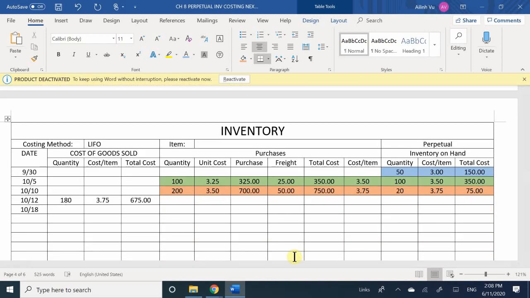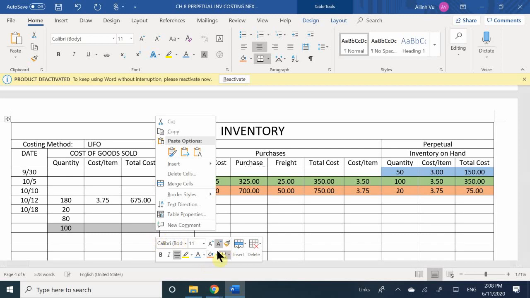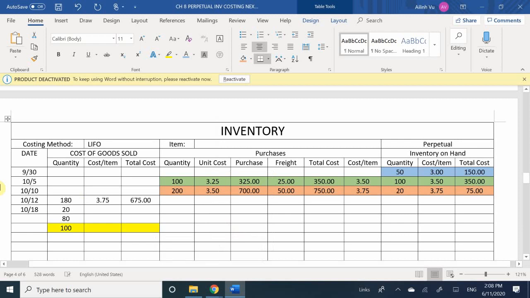We know that the first color that we have, we only have 20 available. We need to take how much to get to 100? 80. We need to take 80 from the green batch, and I'm going to highlight this and make this yellow to indicate that this is a split cost. So what do we know about the salmon color? It's $75, because we're going to get rid of the whole thing.